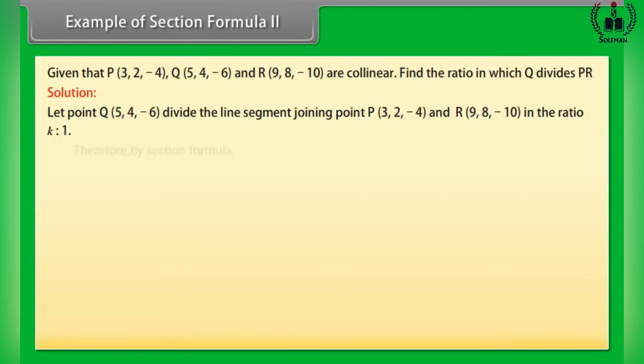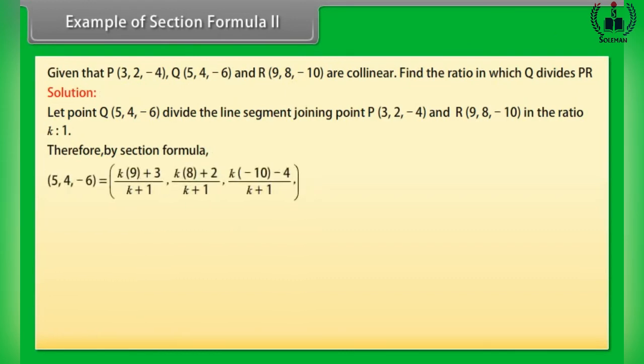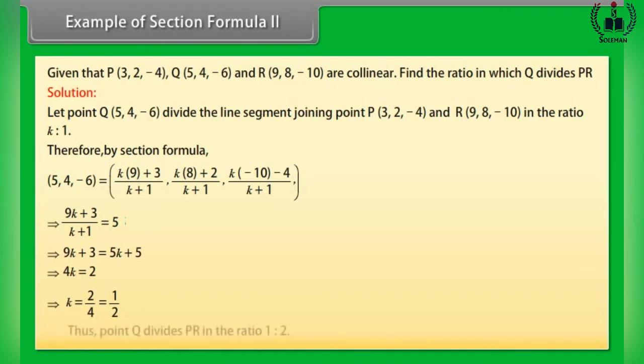Therefore, by using the section formula, we get (5, 4, -6) = ((k into 9 + 3)/(k + 1), (k into 8 + 2)/(k + 1), (k into -10 - 4)/(k + 1)). On solving for k, we get k = 1/2. Thus, point Q divides PR in the ratio 1:2.